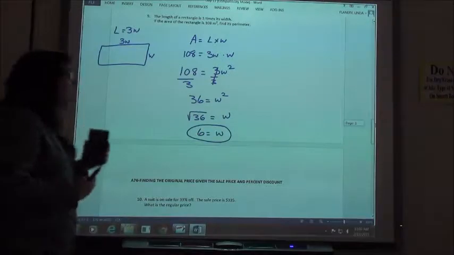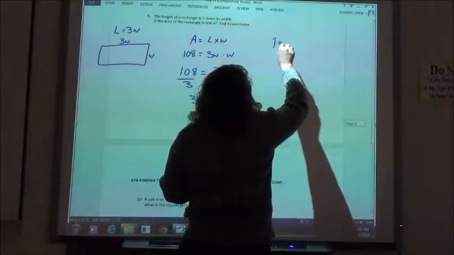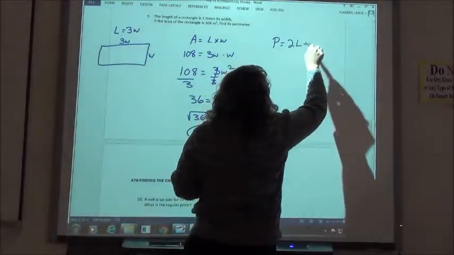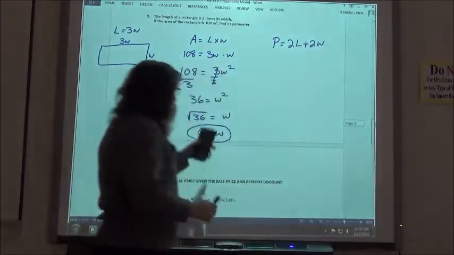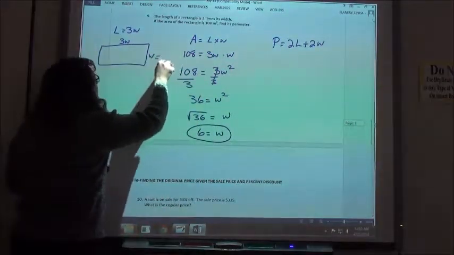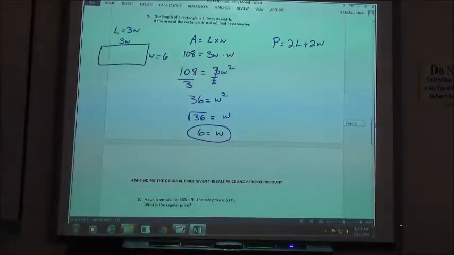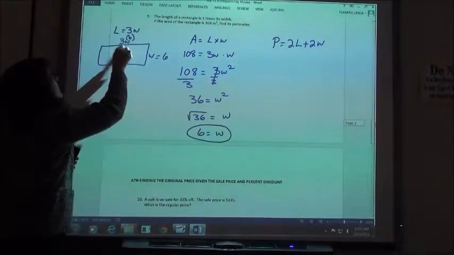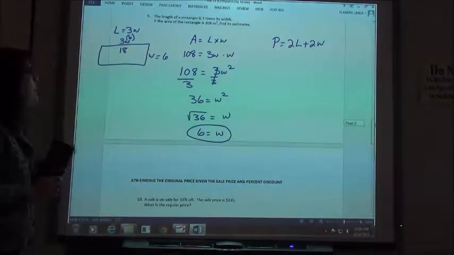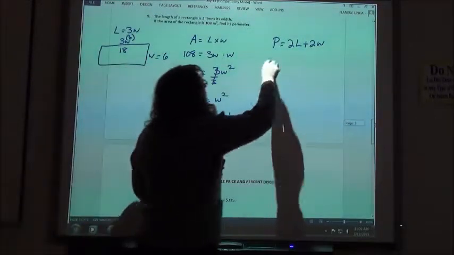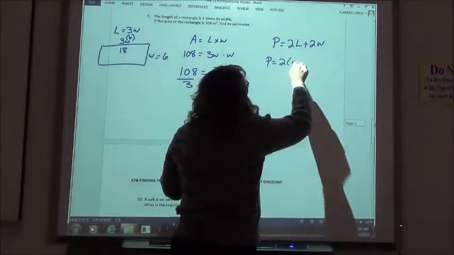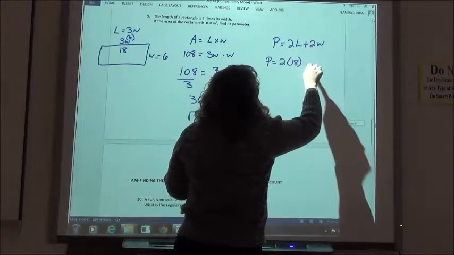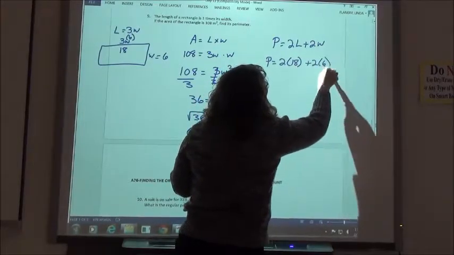We want to find the perimeter of this rectangle. We know that to find the perimeter, we need 2 lengths and 2 widths. We know the width is 6. We have to find the length yet, just like we did on the previous questions. Once we found the width, we go back and find the length. The length is 3 times the width, so 3 times 6 is going to give me 18. So I can do the formula for perimeter. The perimeter is 2 times the length of 18 plus 2 times the width of 6.